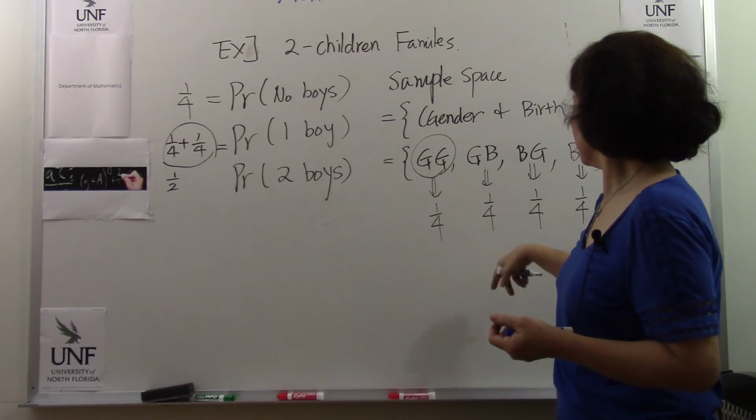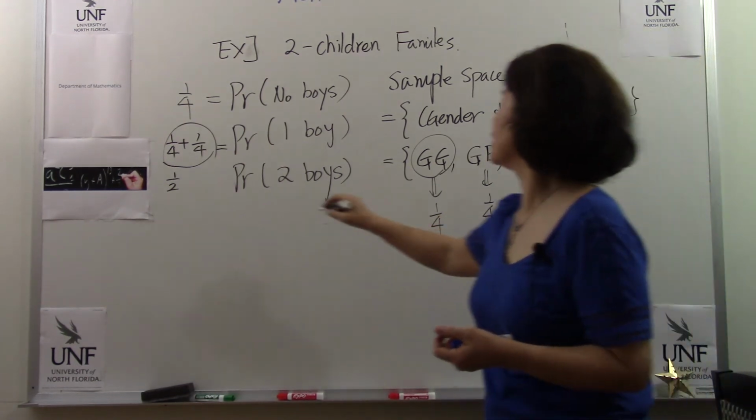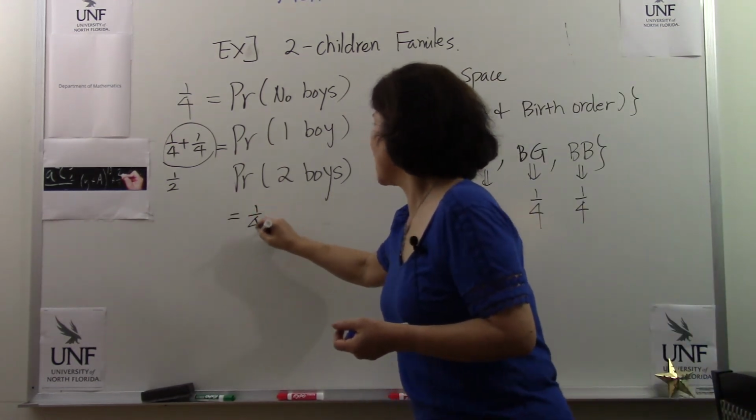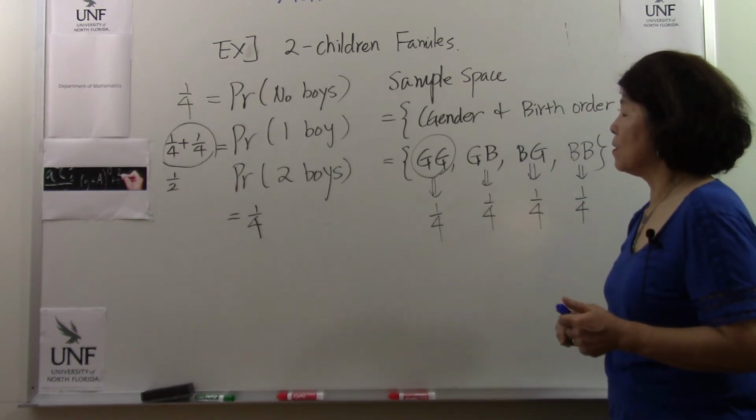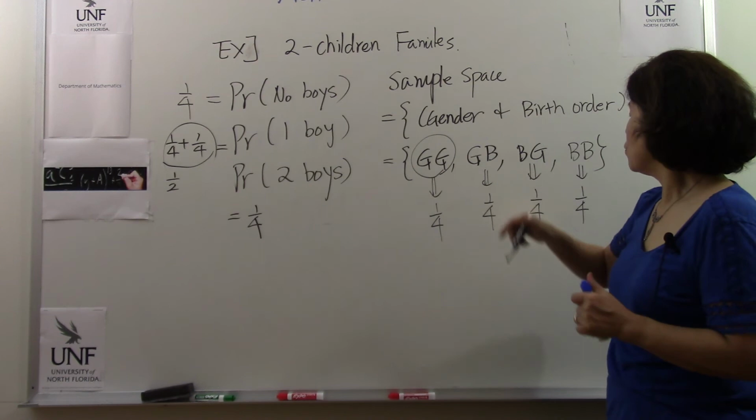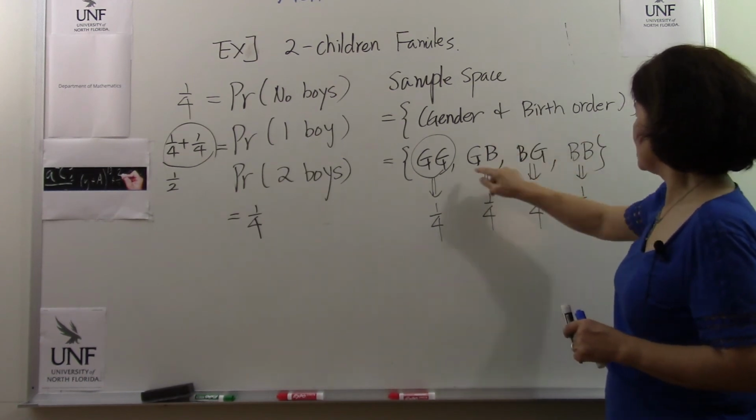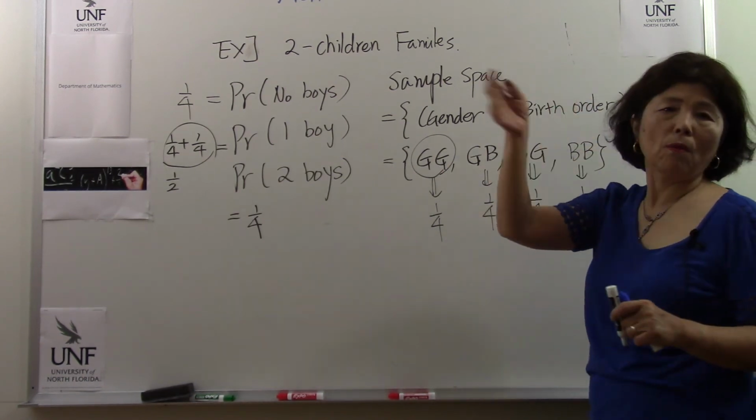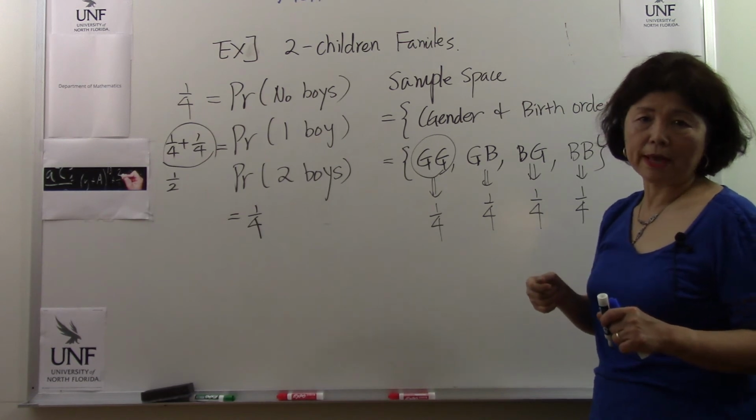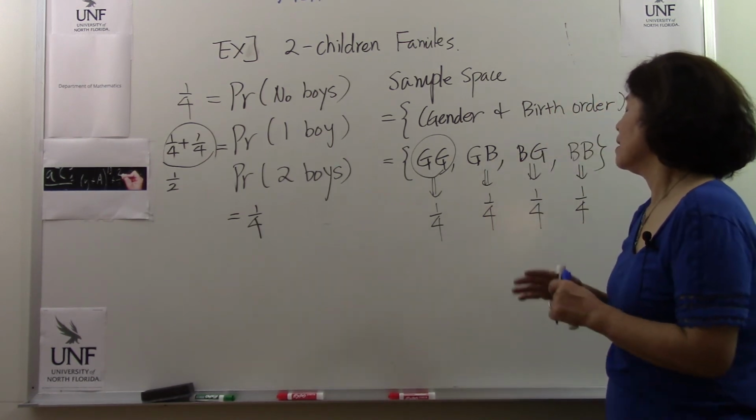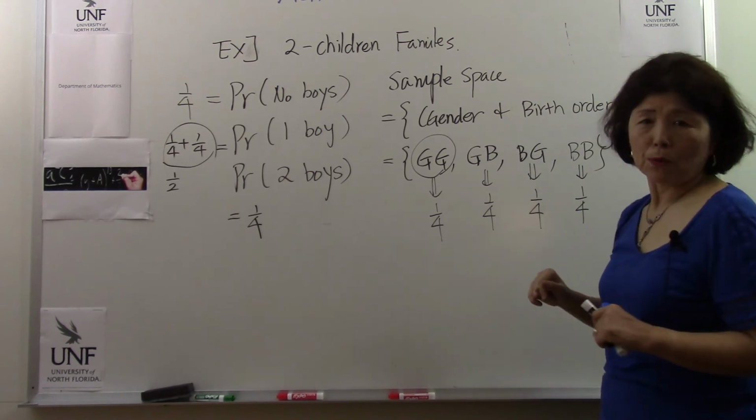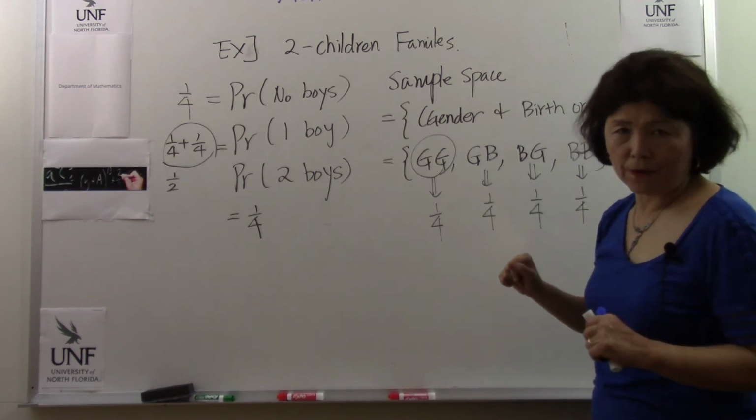Having two boys, boy and boy, that is just one case out of 4. The common mistake over here is making a sample space of just 3 outcomes, because, oh, one boy and one girl. But if you use birth order, then you are not going to make any kind of mistake over here.